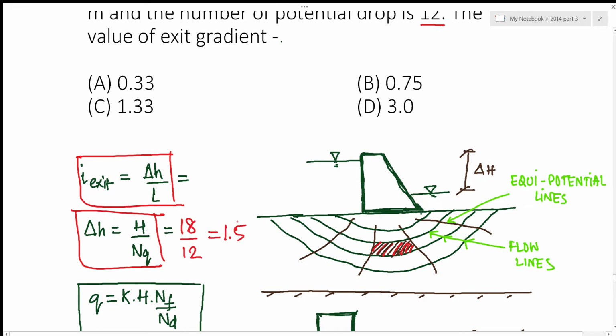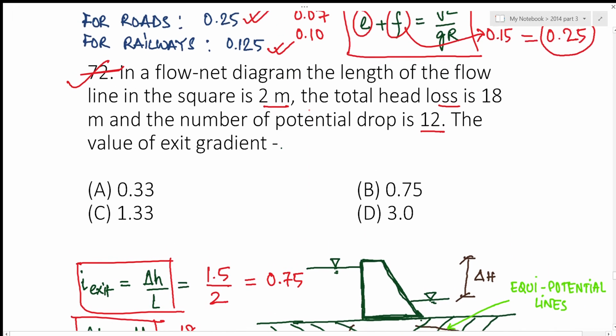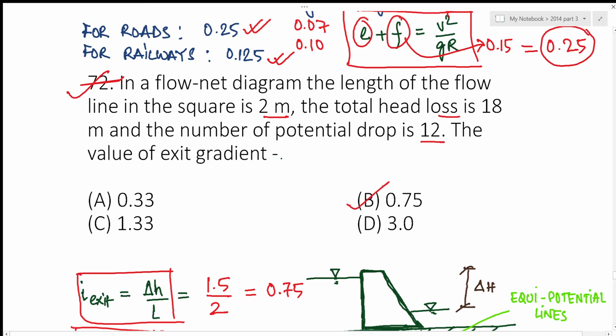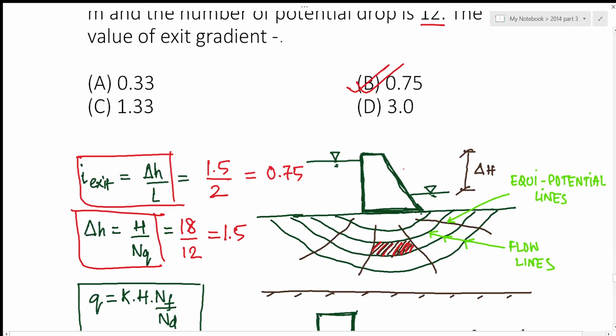Also the exit gradient is del H by L. Del H is 1.5 and the length is given as 2 meters. So the exit gradient comes out to be 0.75. So the answer for this particular question should be 0.75.